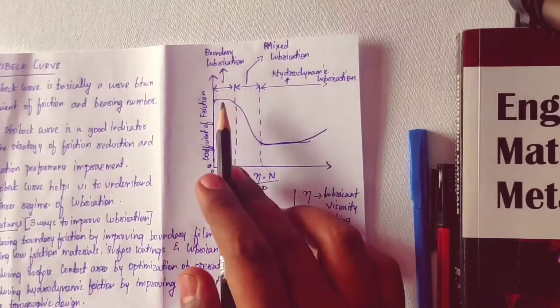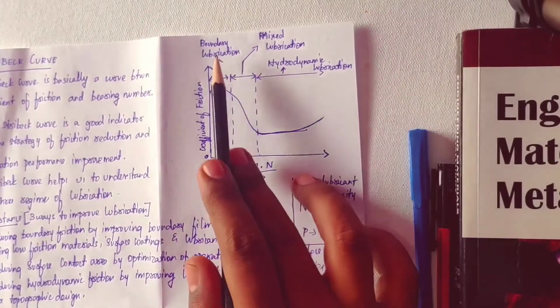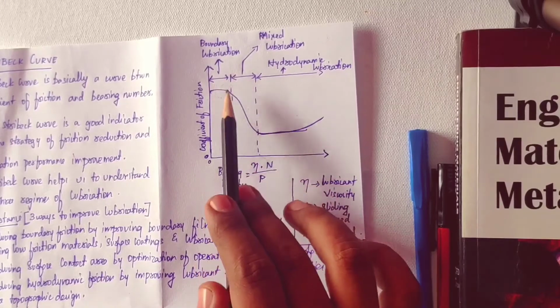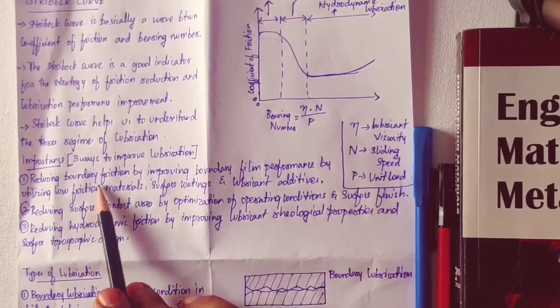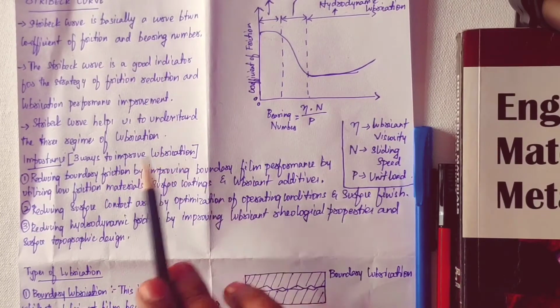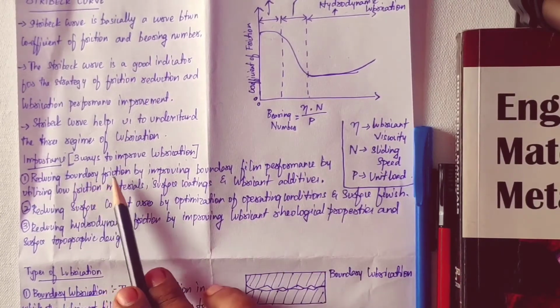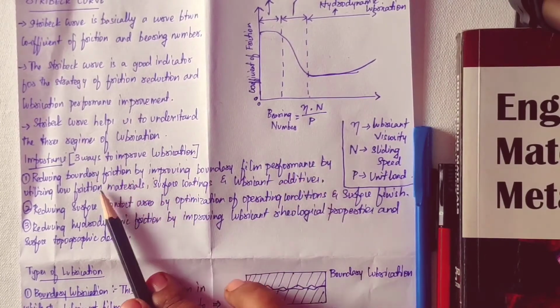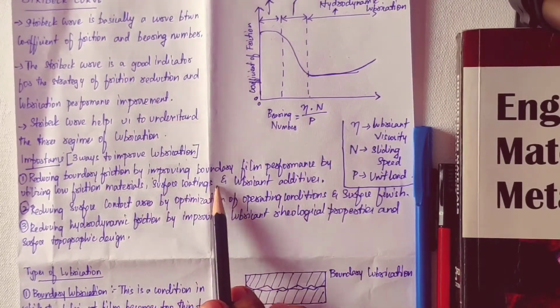So this Stribeck curve helps us to understand three types of lubrication regimes. So what is the importance of the Stribeck curve? The Stribeck curve helps us to understand the three ways to improve the lubrication. So what is the first way? Reducing the boundary friction by improving the boundary film performance by utilizing low friction material, surface coatings and lubricant additives.